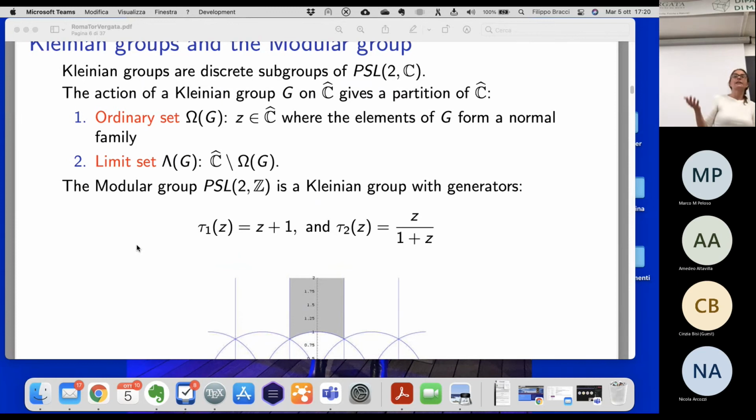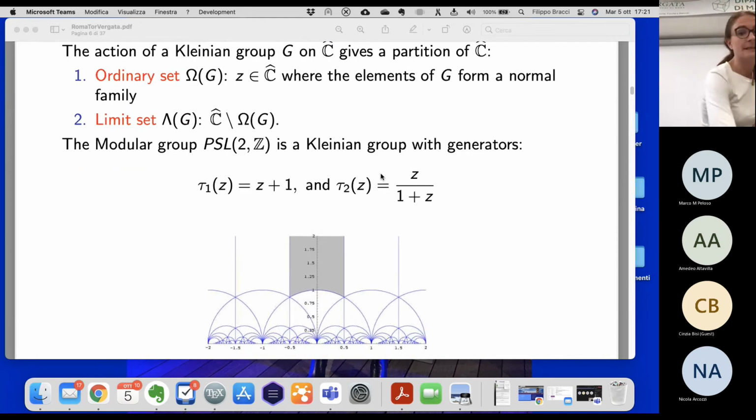And the action of a Kleinian group also gives a partition of the Riemann sphere into completely invariant sets. There is a stable set, which here is called the ordinary set, where the elements of the group form a normal family, so where the orbits go all together. The actual set is stable. And the complementary is called the limit set. Actually, in this talk, we are really interested in just one Kleinian group, namely the modular group, which is PSL_2(Z), which is the Kleinian group with generators tau_1, which is zeta plus 1.